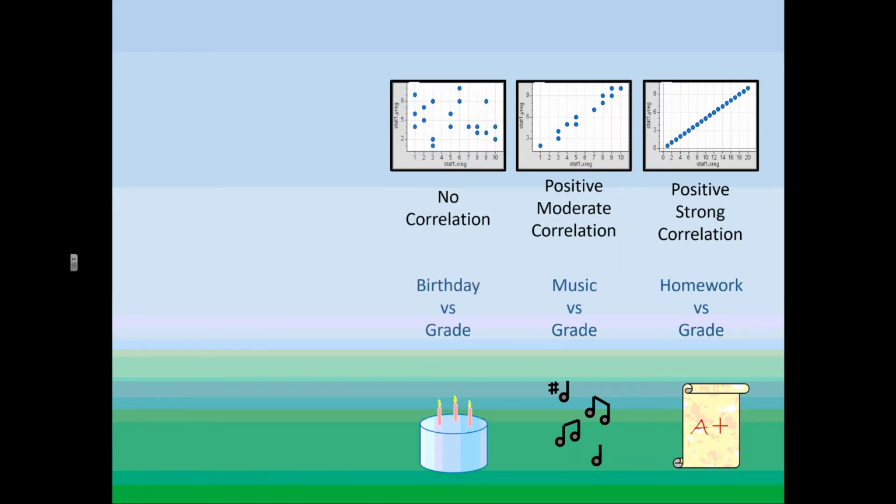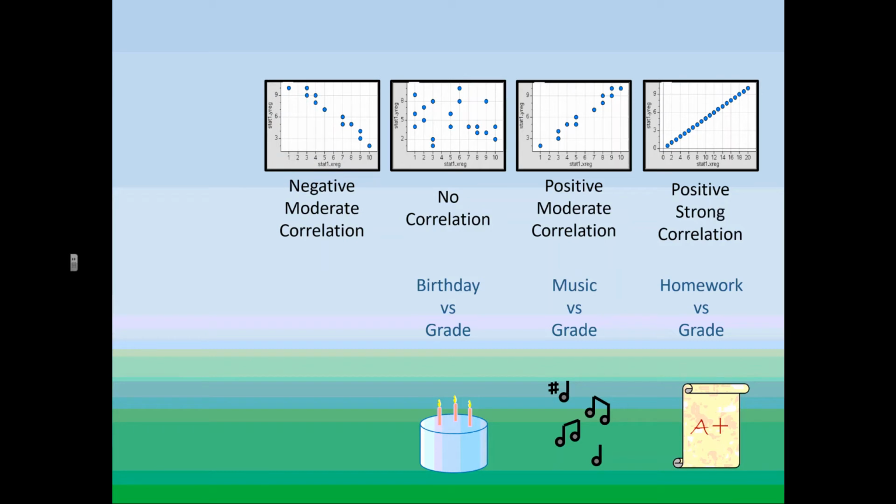Then there's no correlation. No correlation would be something like birthday versus grade. The people born in January are not going to get a better grade than the people born in June. That's not how that works. Birthdays and grades do not have any relationship at all, so we call that no correlation.